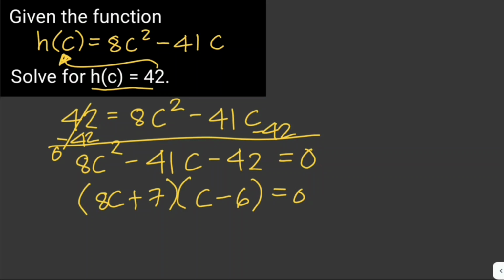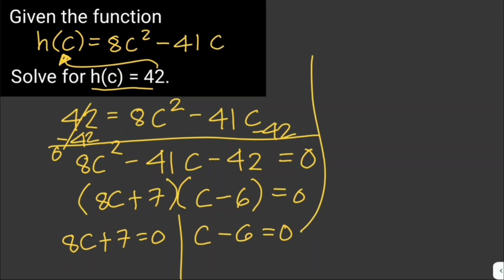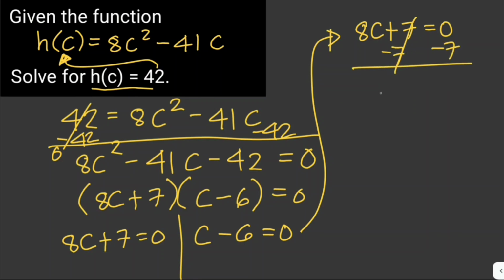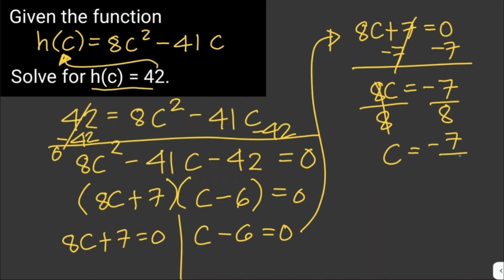And now we equate each factor to 0. So that is 8c plus 7 equals 0, or c minus 6 equals 0. Now we can solve for the value of c. So 8c plus 7 equals 0. We subtract 7 from both sides. Then 8c is just equal to negative 7. And then we divide both sides by 8. Therefore, c here is just equal to negative 7 over 8.